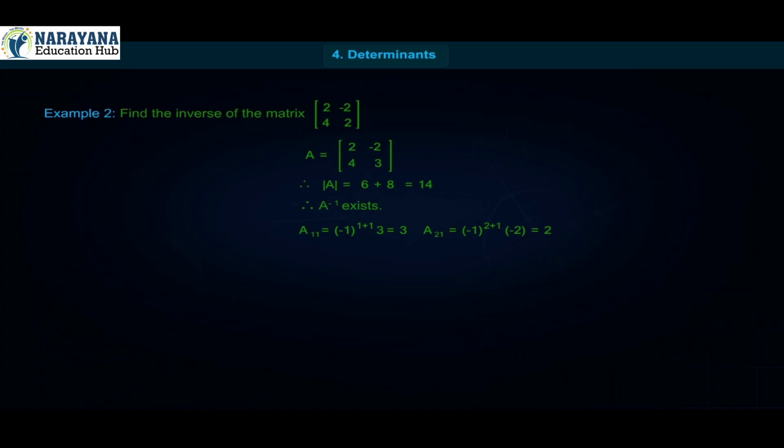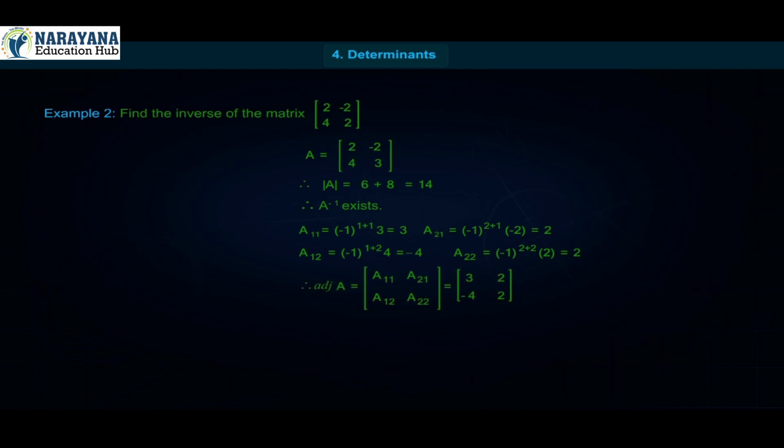A21 is equal to (-1) raised to 2 plus 1 into -2 is equal to 2. A12 is equal to (-1) raised to 1 plus 2 into 4 is equal to -4. A22 is equal to (-1) raised to 2 plus 2 into 2 is equal to 2.